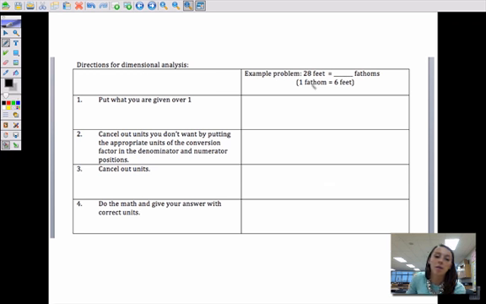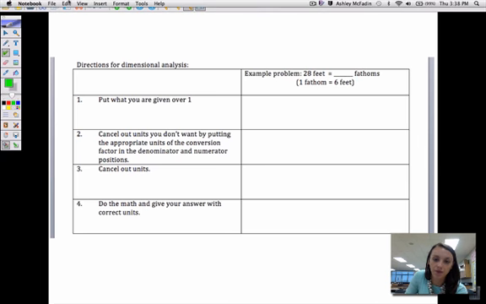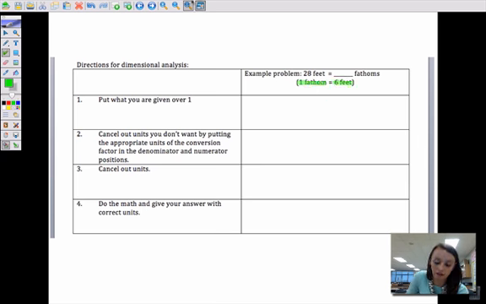So our example problem, we're going to convert 28 feet into fathoms. And I'm giving you the conversion factor here, that 1 fathom is equal to 6 feet. So our first step is to put what you're given over 1. And our example problem says 28 feet equals blank fathoms. So I'm given 28 feet. So I'm going to put 28 feet over 1.